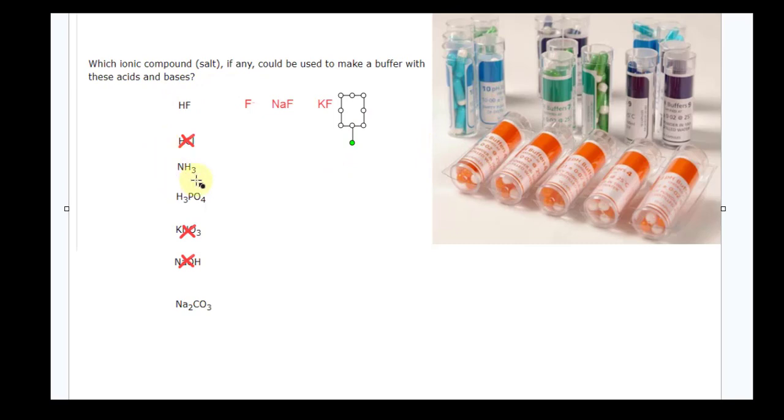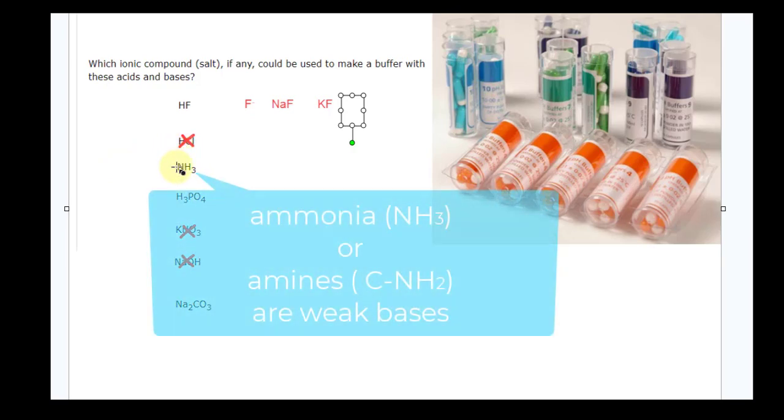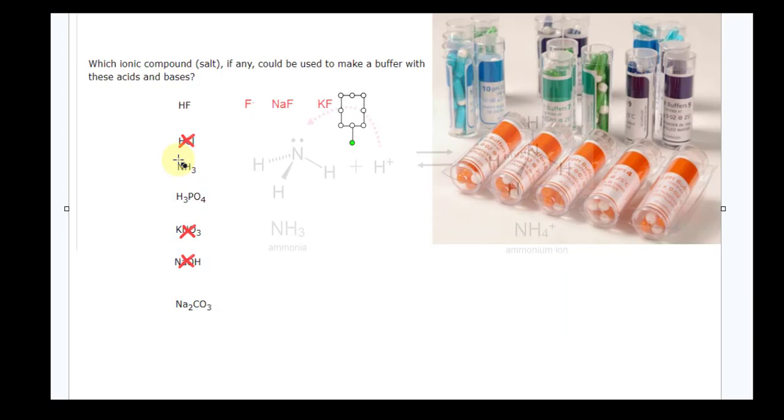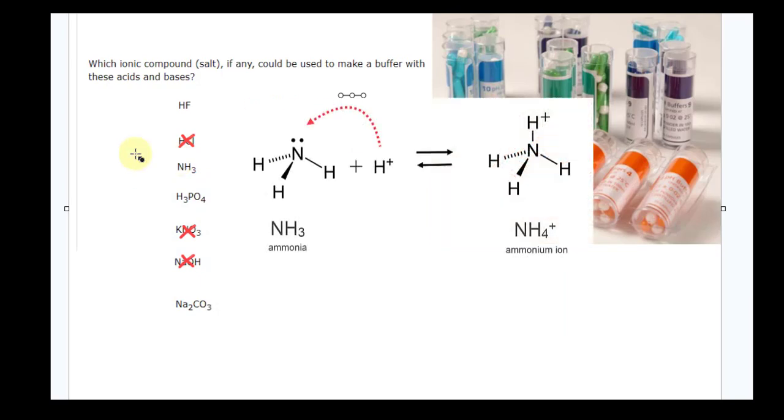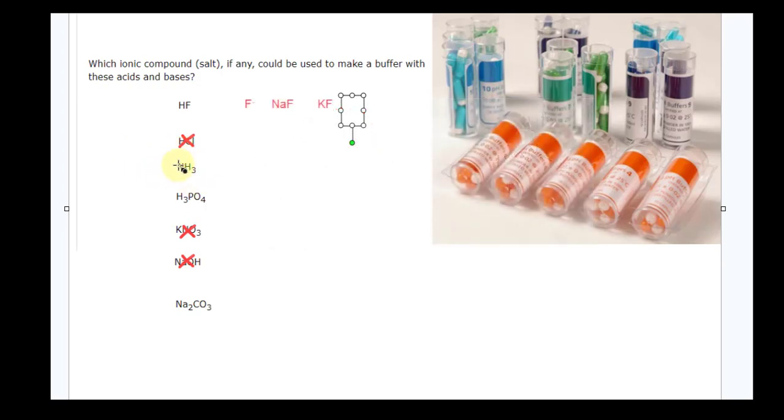Next, NH3. This is one of the ones you have to memorize. Ammonia is a weak base. It's a commonly used base. And so there are the amines. If you have an organic compound, it'll be NH2. And these are bases because nitrogen can pick up another hydrogen. It has a pair of unshared electrons that can pick up an H+. So this is our weak base.